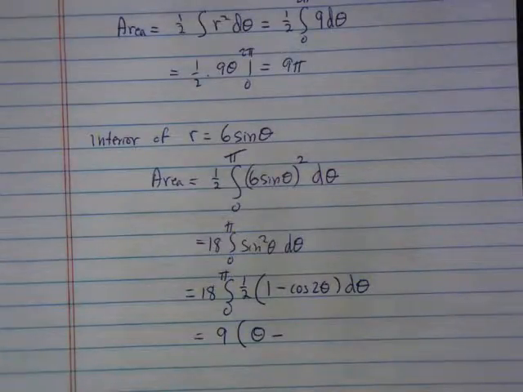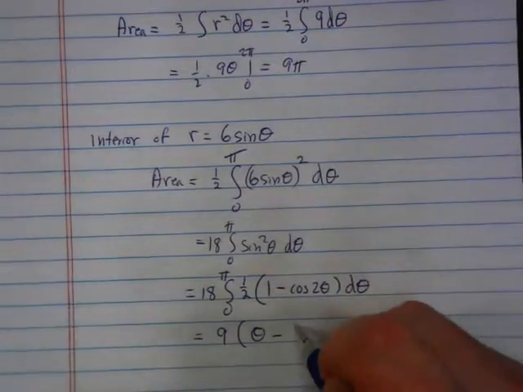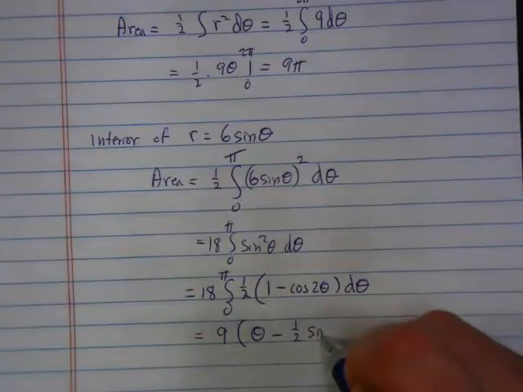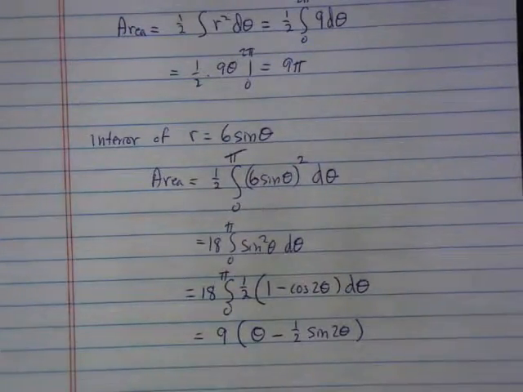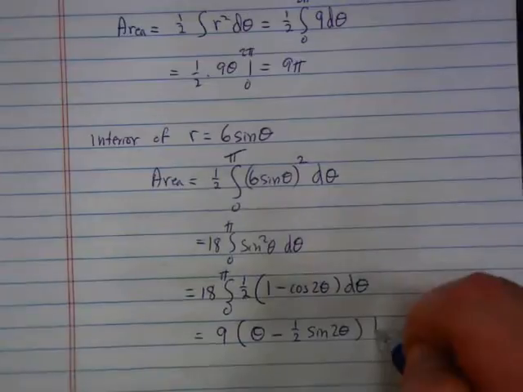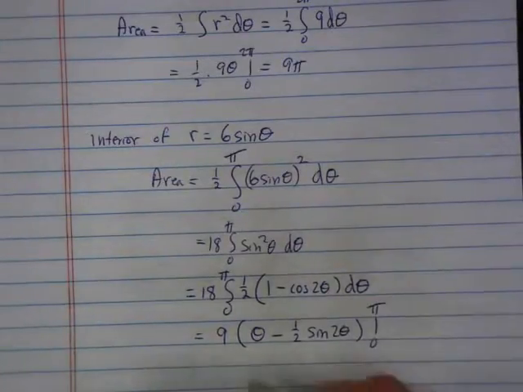That would be the derivative. I want the antiderivative. 1/2 sine of 2 theta. Remember, the integral of cosine is positive sine, but we already have this negative in front, so it does stay negative. Evaluate at 0 and pi.